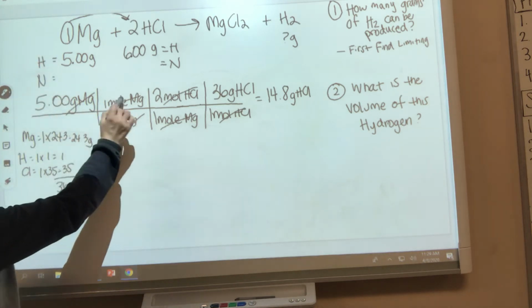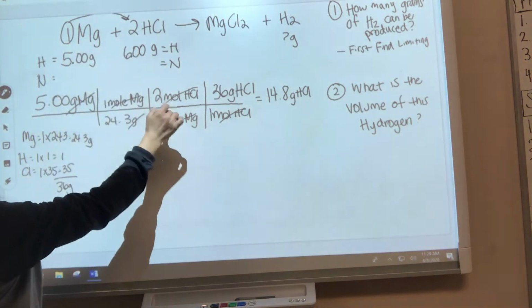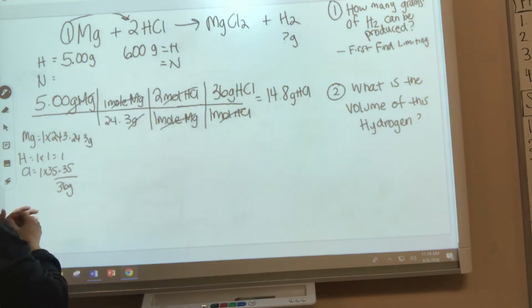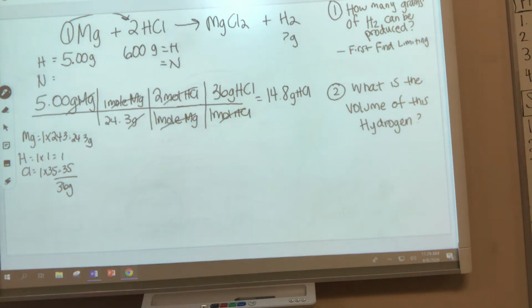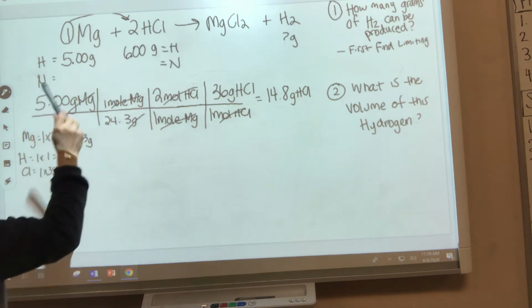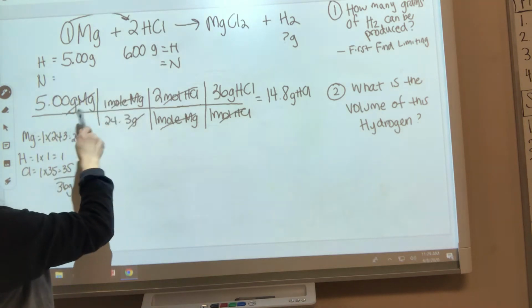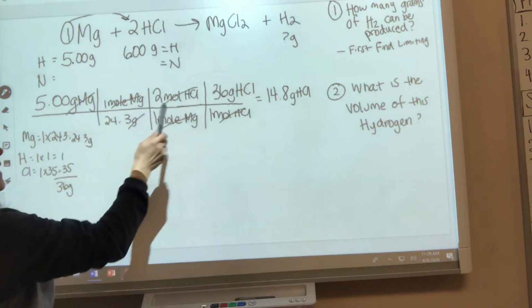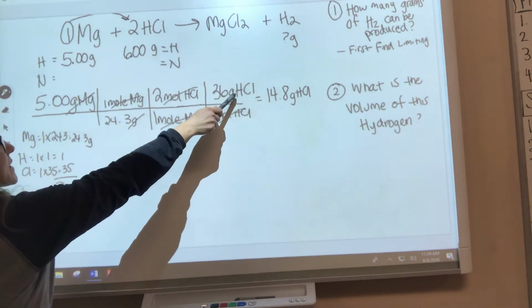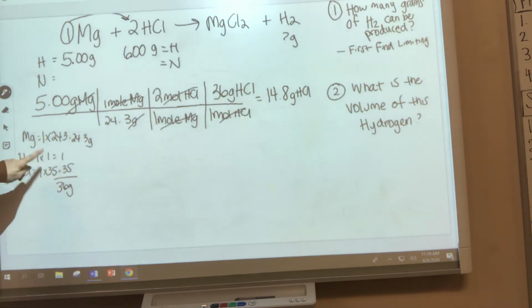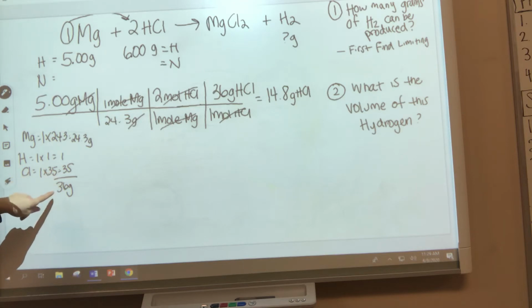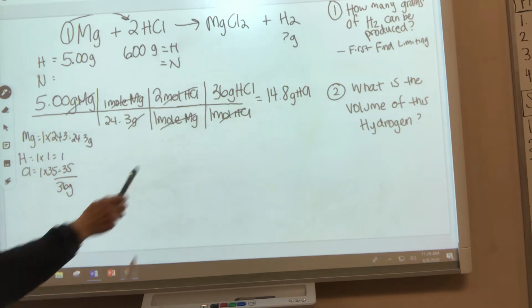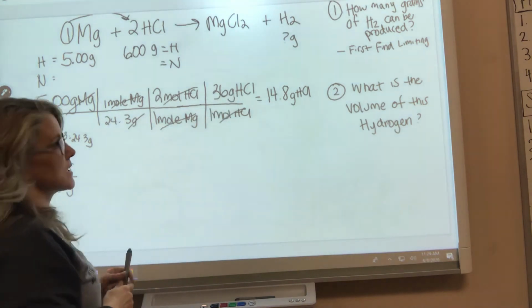Then I was in moles, so I could do a mole to mole bridge here to get to this hydrochloric acid, because I want to figure out how many grams I need of that. Okay, so the grams canceled here. It's a 2/1 mole ratio. And then I had to go to the back of the book to find HCl, and I did that right here. Hydrogen is 1 gram, chlorine is 35 grams, and then I added them together to get 36. So that's where I get the 36 right there.